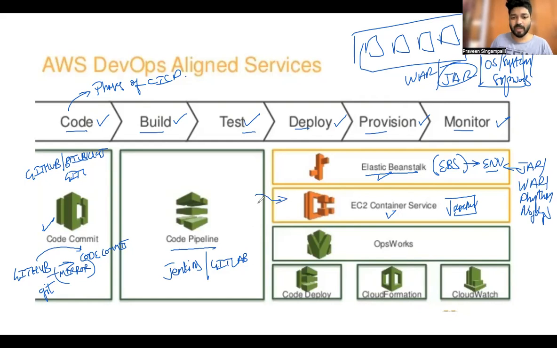So basically this code pipeline, whatever it generates, the jar or war, those things are directly deployed on your container service. You have OpsWorks, which will help you with your operational work, through which you can also deploy, right? And I think because of this, you are not able to see.